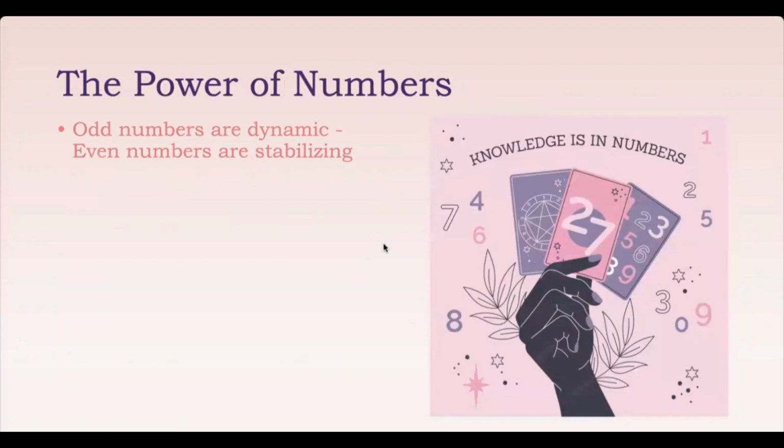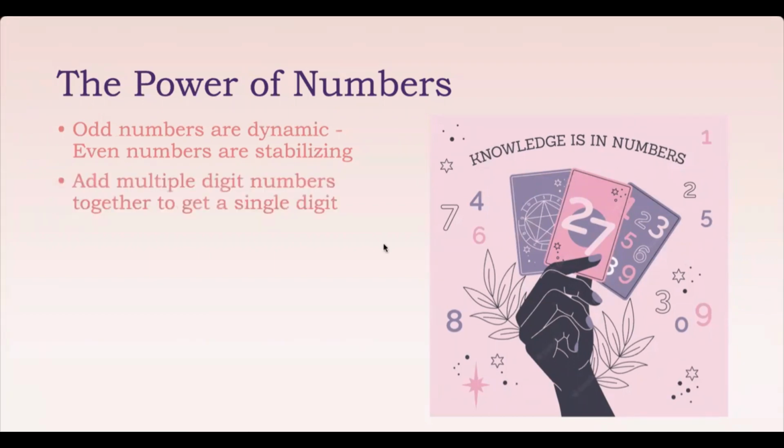Now, when we talk about the power of numbers, in general, odd numbers are dynamic and even numbers are stabilizing. So you don't have to memorize all these different numbers and what they mean, of course, we have this in the Book of Candle Magic. You can always look it up there or look it up on numerology websites. But in general, odd numbers are dynamic and action-oriented, and even numbers are stabilizing.